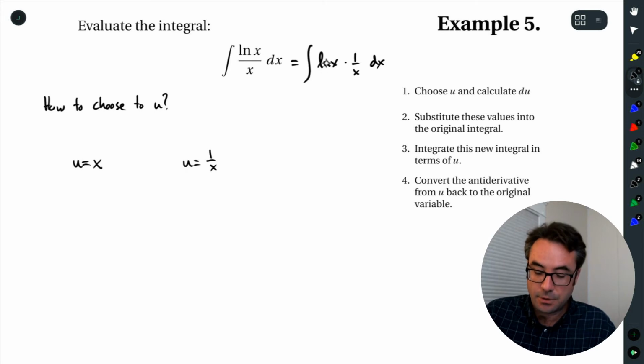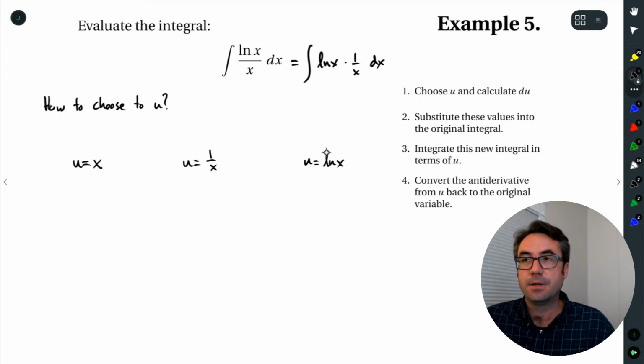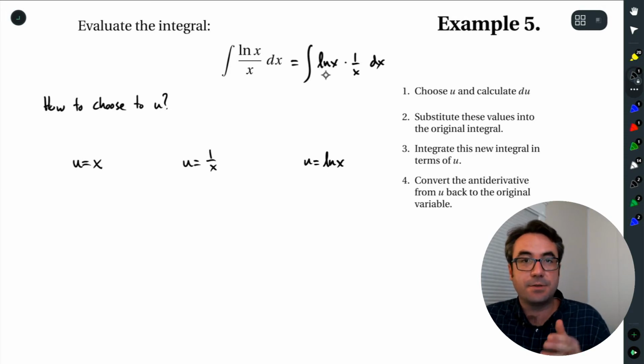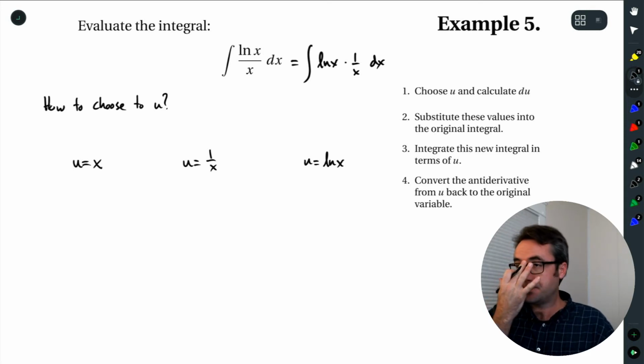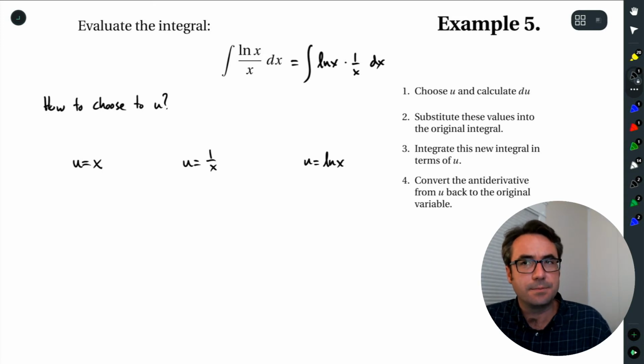Or I have this natural log x. So maybe I could let u equal natural log x. So I'm just going through and listing all the possible options. At this point, I'm not sure how to choose u. So I'm just trying different things and seeing which of them work. I'm listing my options based on what my function has. I could do u equal x, what's in the denominator. I could let u equal this 1 over x, or I could let u equal this natural log x. So how do we know if it's going to work?